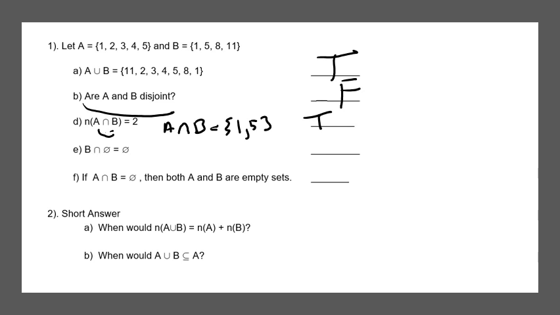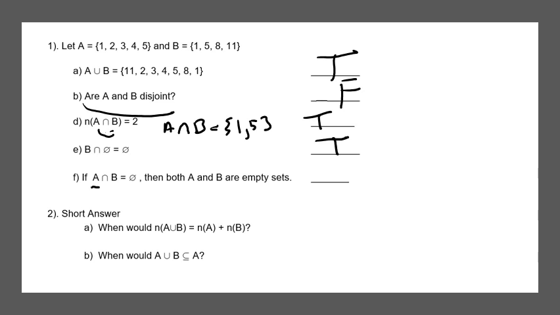E, B intersect the empty set is empty. What do B and the empty set have in common? They have nothing in common. Why? The empty set's empty. So how can they have anything in common? So this one's true.